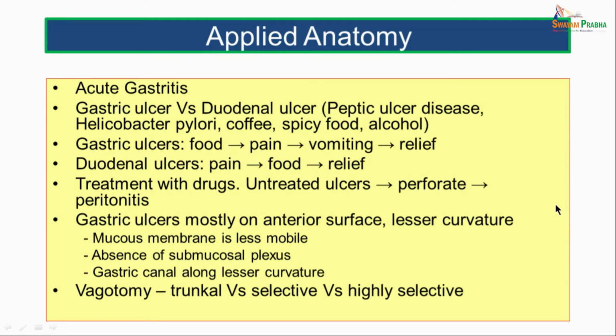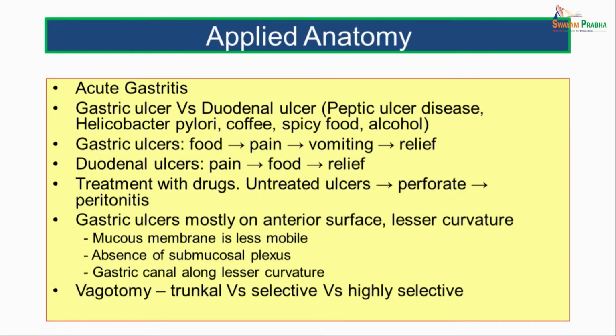Now we go on to the applied anatomy part. The first point which we should know here is acute gastritis. This is caused by the inflammation of the gastric mucosa leading to hypersecretion of hydrochloric acid, which gives rise to increased amount of gastric acid secretions. These are seen to manifest as gastric ulcers or duodenal ulcers, also known as the peptic ulcer disease.